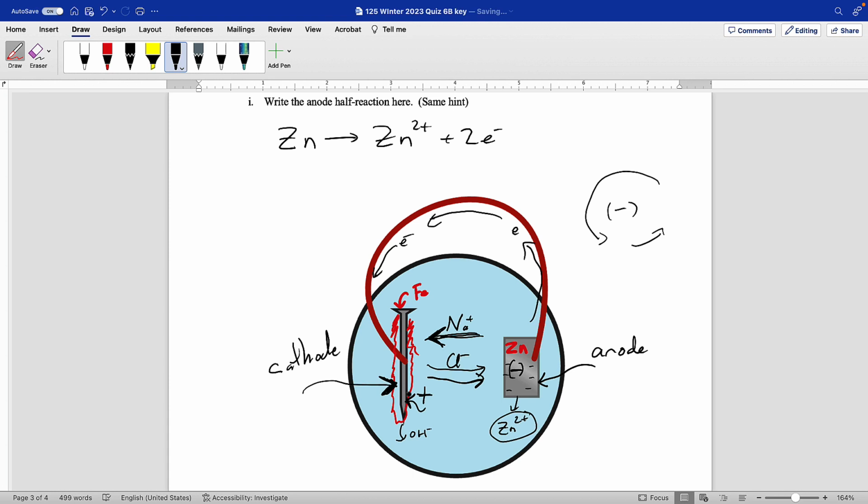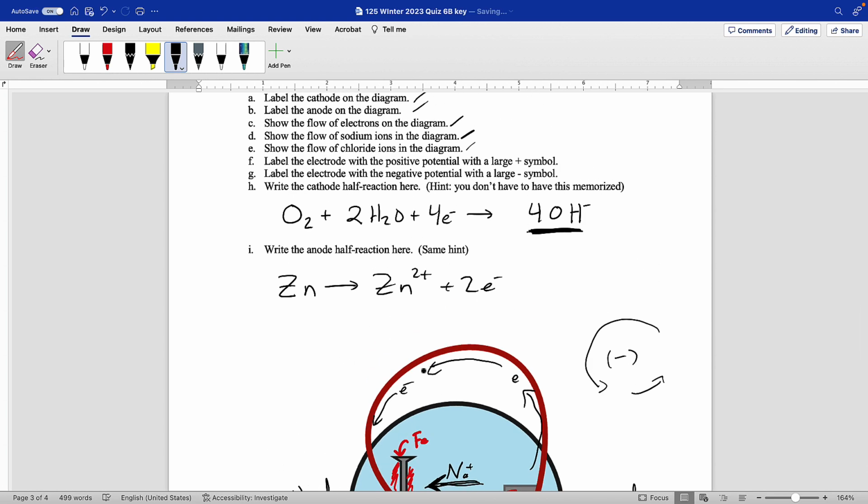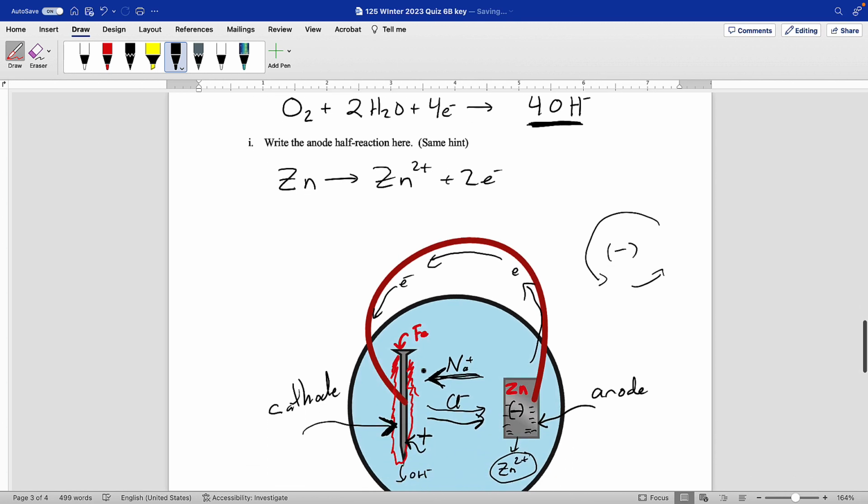If you look at this, remember that this is a voltaic cell, so the flow of electrons has to be driven by the chemistry. And so the chemistry is piling up electrons on the anode over here, building up a negative charge, and so they naturally flow away from that negative charge to the positive charge on the cathode. All right, I think that is it for that question.